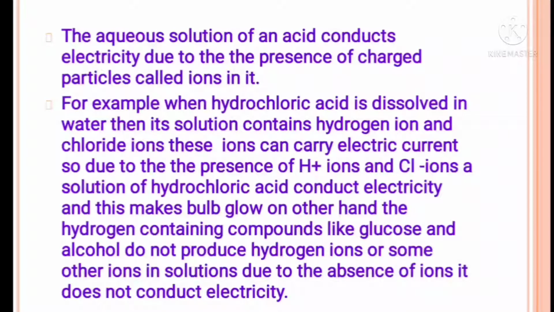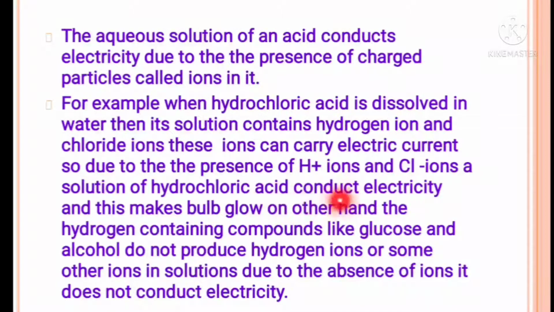Why do hydrochloric acid and H2SO4 conduct electricity? Because the aqueous solution of an acid conducts electricity due to the presence of charged particles called ions in it. For example, when hydrochloric acid is dissolved in water, its solution contains hydrogen ions and chloride ions. These ions can carry electric current. So, due to the presence of H+ ions and Cl- ions, a solution of hydrochloric acid conducts electricity, and this makes the bulb glow.